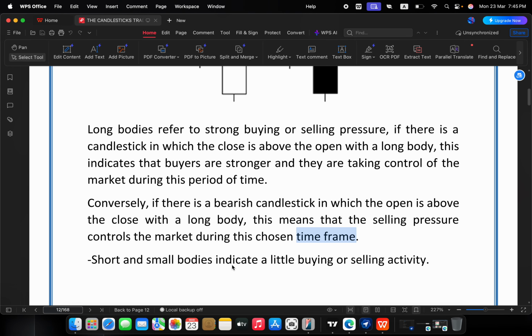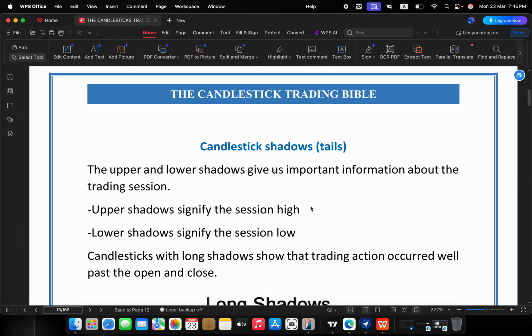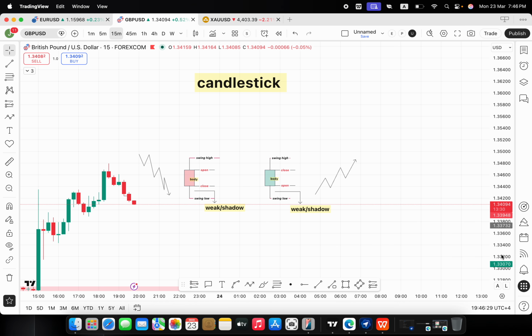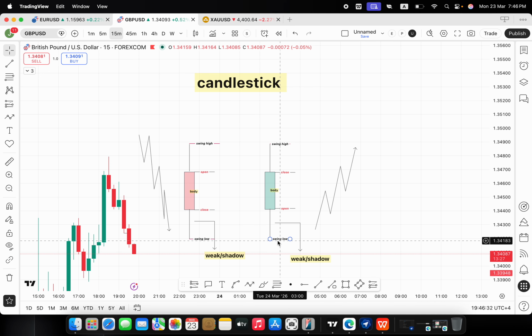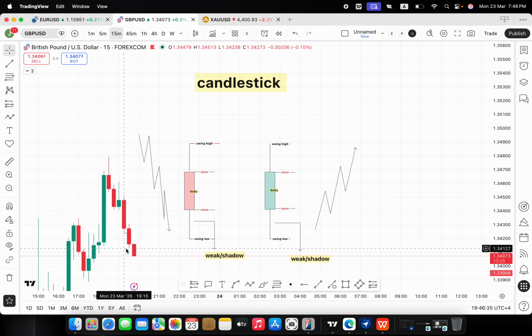So short and small bodies indicate little buying or selling activity. That is what it indicates. Then candlestick shadows or tails, in other words the upper and lower wick, give us important information about the trading session. The upper shadow signifies the session high. When you say upper shadow and lower shadow, this is what we mean. In present English, we call it swing high and swing low. Make sure you note this.